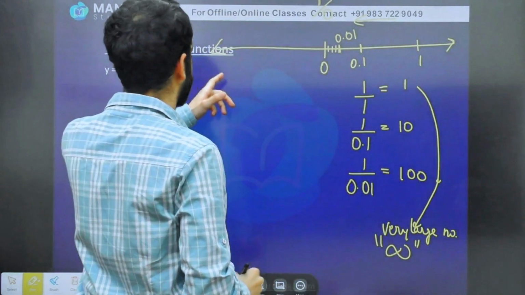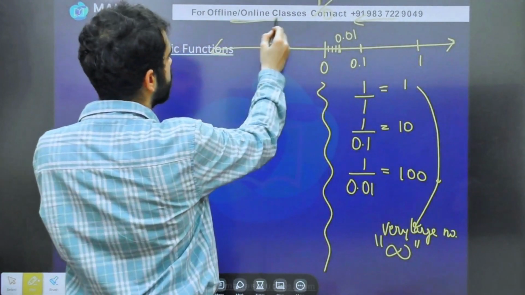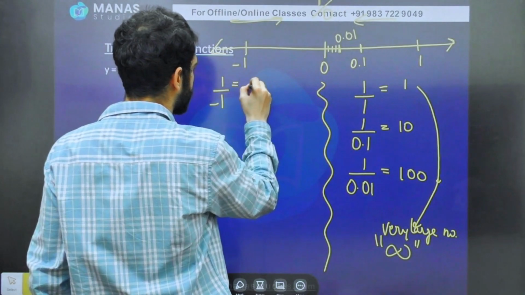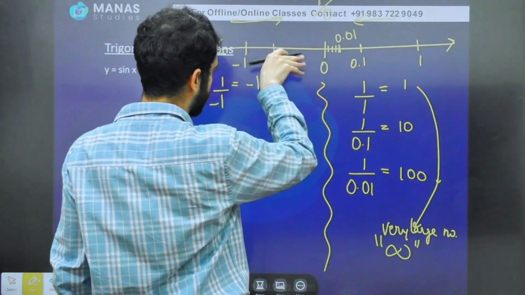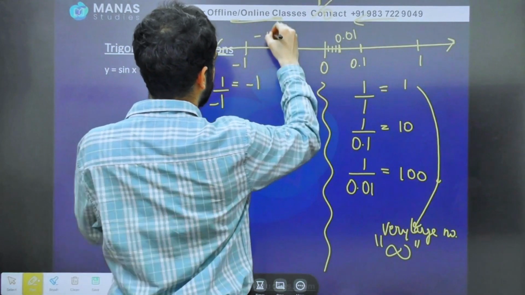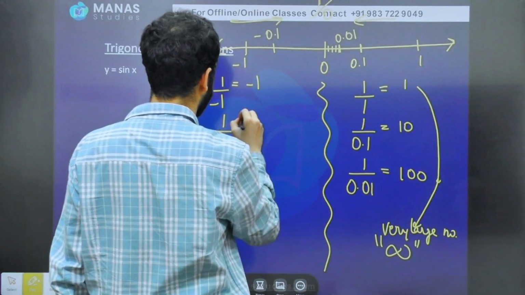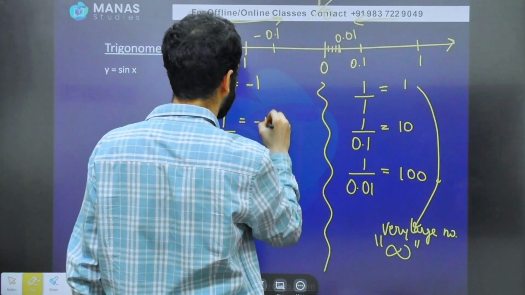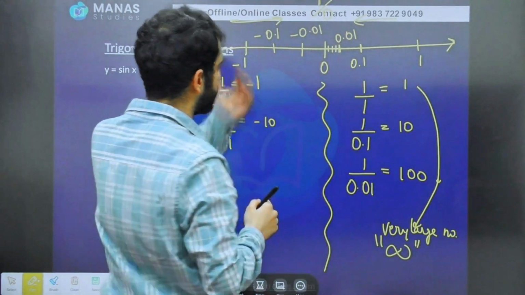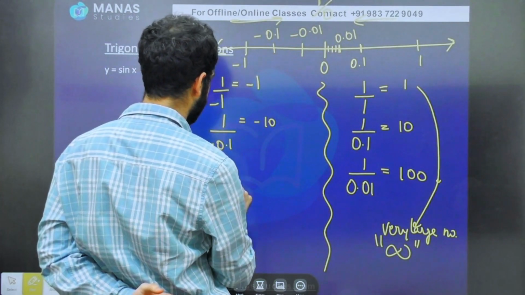Now let's look at it from the other side. If I'm approaching 0 from the left hand side, this means I'm going to move from minus 1. 1 divided by minus 1 is equal to minus 1. Let's take a step towards 0. It will be minus 0.1. Now if I divide 1 by minus 0.1, this would be minus 10. Let's take another step forward. It will be minus 0.01. By doing this, I'm moving closer to 0. So now the denominator will be minus 0.01.